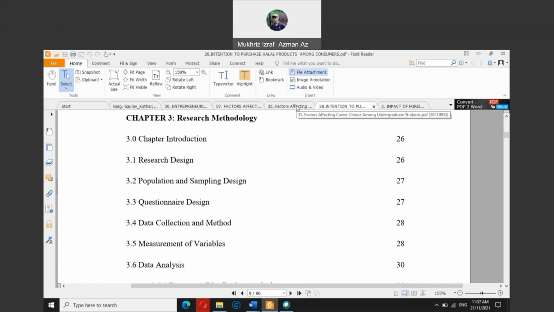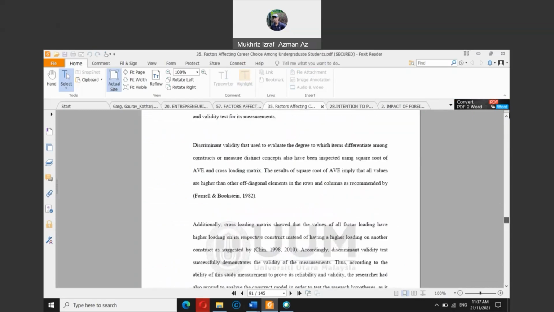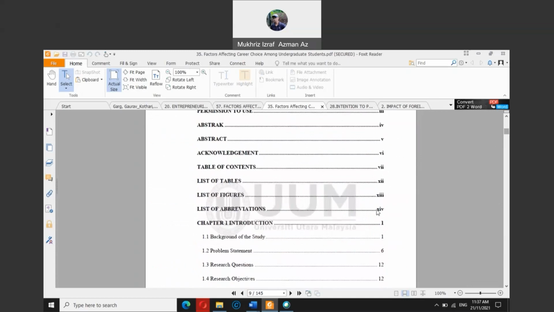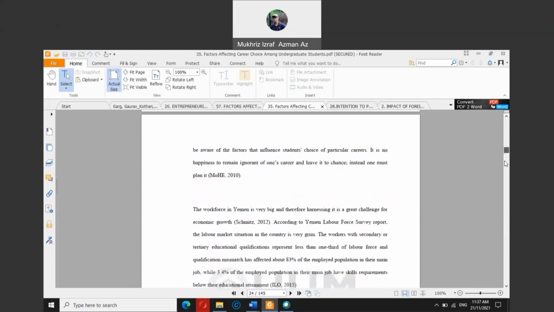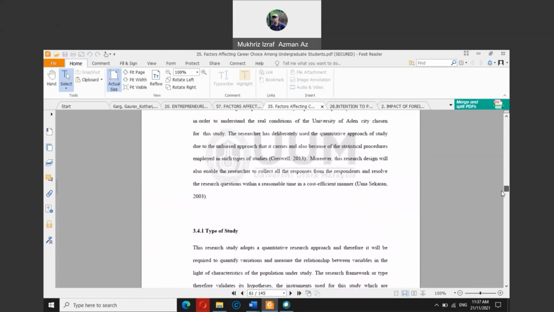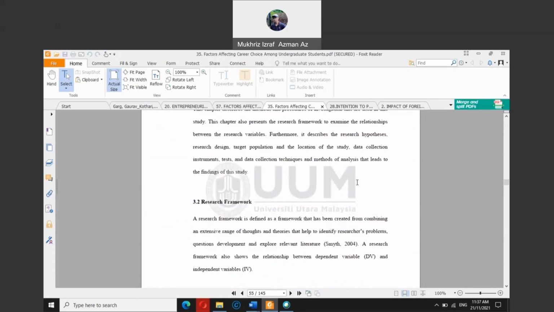If you can see from my screen here, I also have several theses, thesis number 35 and 57. Both have the same title, but of course by different authors. This is on the factors affecting career choice among students. So I will use thesis number 35 as part of our basic introduction to chapter 3.